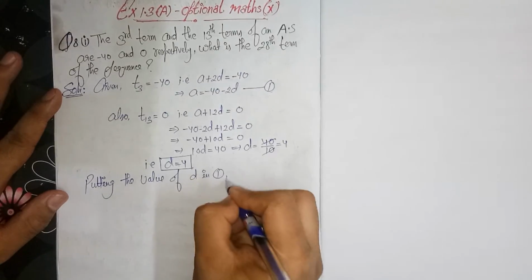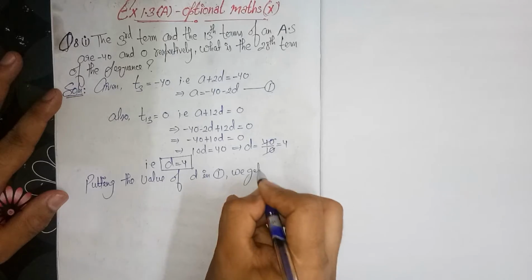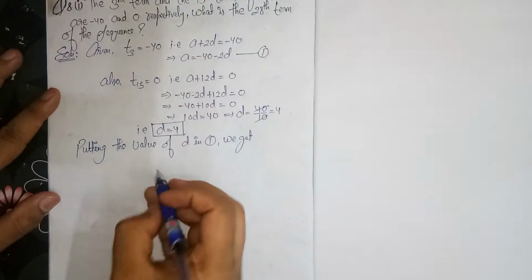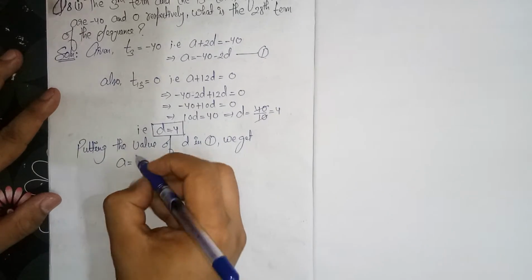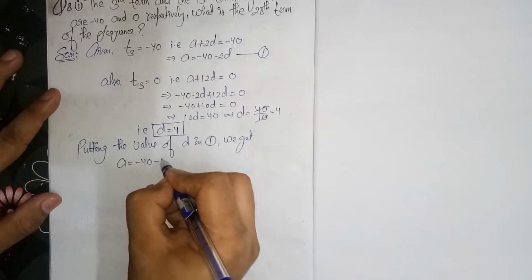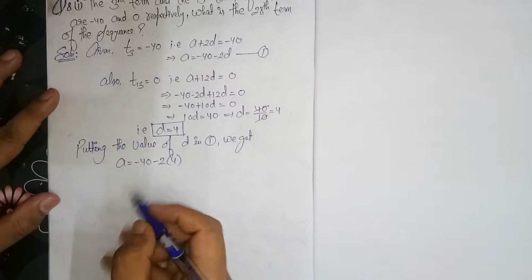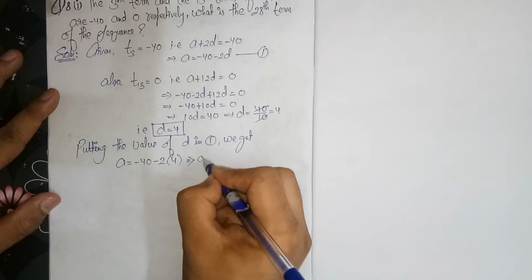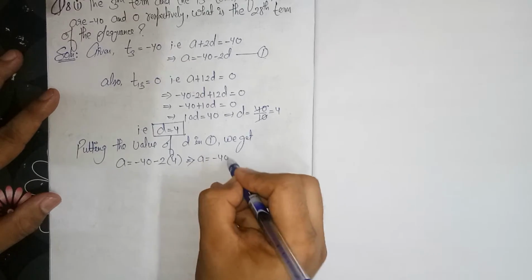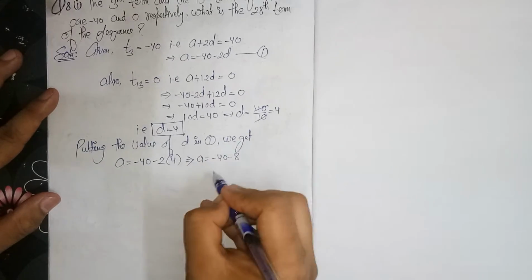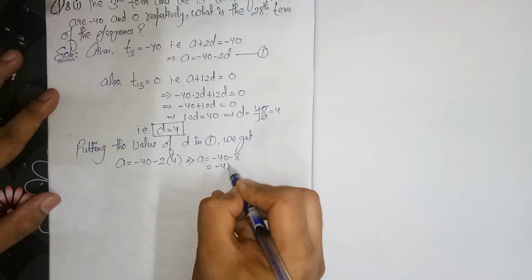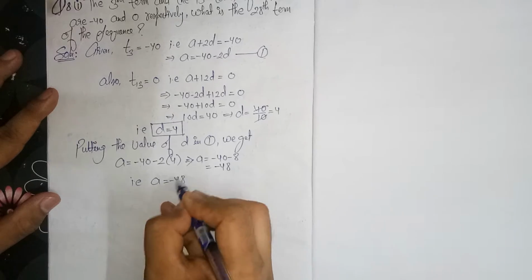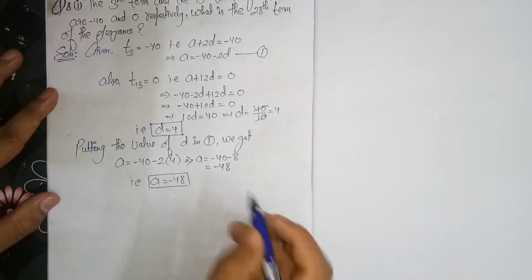Putting the value of d in 1, in place of d, if we keep d equal to 4 in equation 1, we get a is equals to minus 40 minus 2 times 4, right? The value of d is 4. So after simplifying this one, we get a is equals to minus 40 minus 8, which is equals to minus 48. That is, the value of a is equals to minus 48. So we have just found the value of a and d.